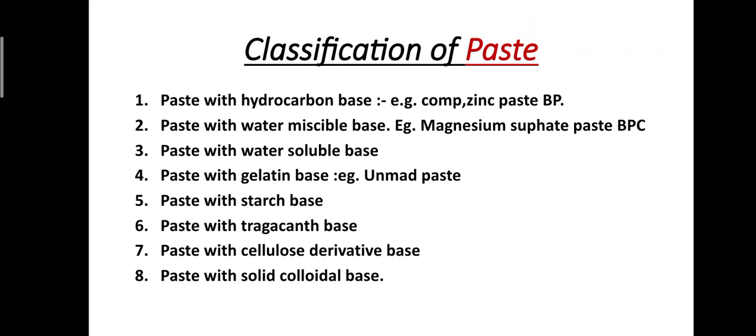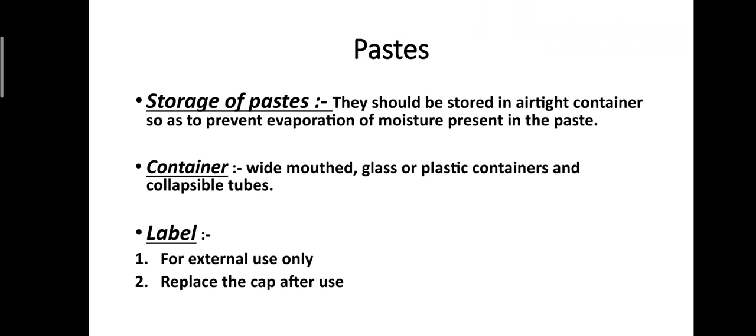Second, classification of pastes according to their uses or bases. First, paste with hydrocarbon base, example compound zinc paste BP. Second type, paste with water miscible base, example magnesium sulfate paste BPC, British Pharmacopoeia Codex. Third, paste with water soluble base. Fourth, paste with gelatin base, example unna's paste. Fifth, paste with starch base. Sixth, paste with tragacanth base. Then paste with cellulose derivative base, and last, paste with solid colloidal base. According to bases, the classification of paste is derived.